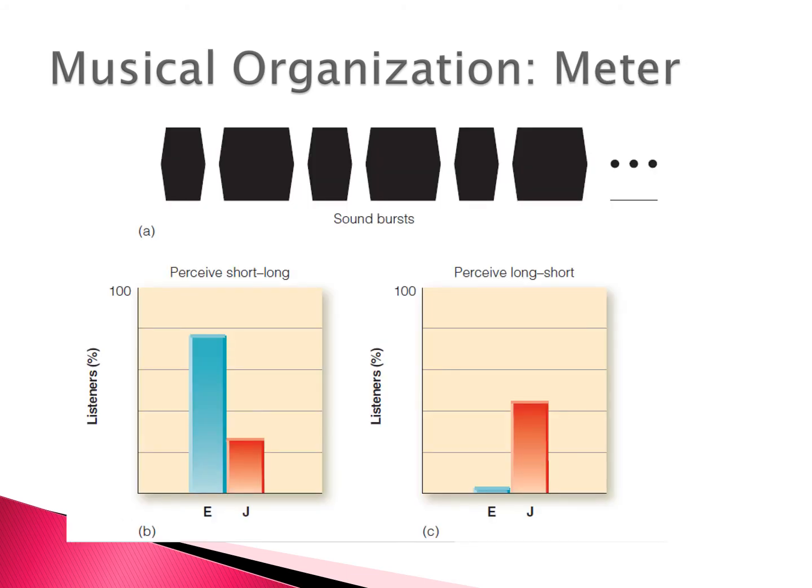In another study by, I think it was Iverson and Patel, they had participants listen to what you can see in A: sound bursts that would be short, long, short, long, short, long. This was counterbalanced so that sometimes they started out with long, short, long, short, long, short. And then they would have people listen to these and ask them what they perceived.